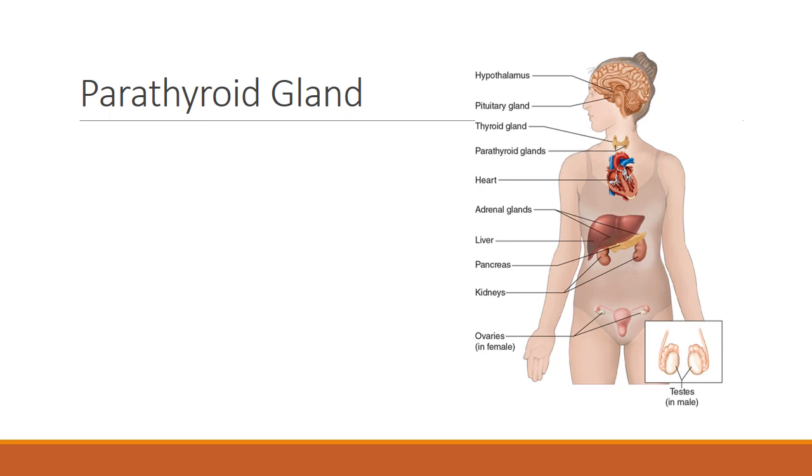Glands. If you look at the parathyroid glands, you can see them right here. They're on each side of the thyroid gland. The parathyroid glands secrete parathyroid hormones. So this one's really easy as far as the hormone, but now the key is understanding how it works.